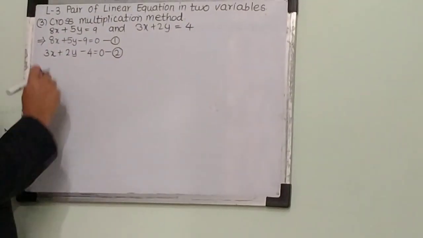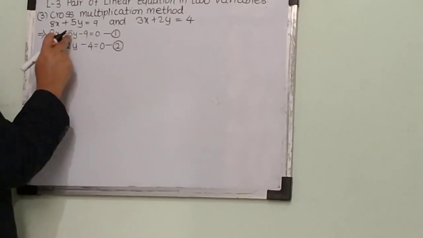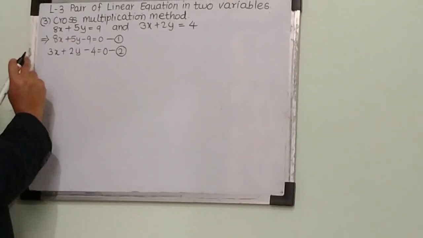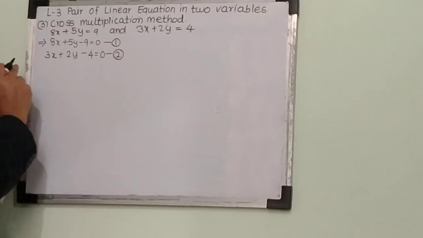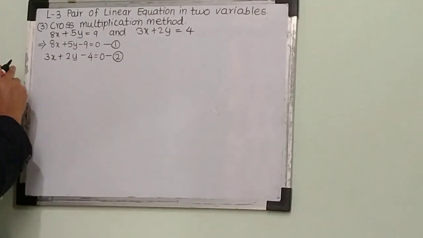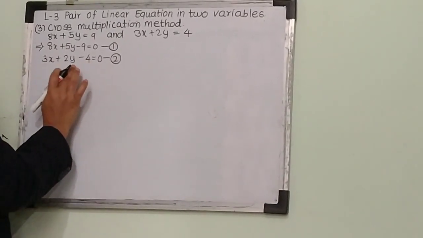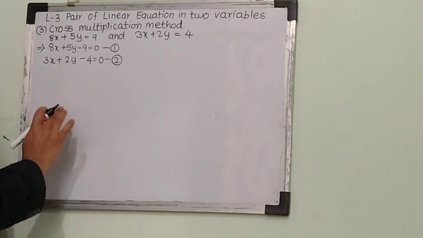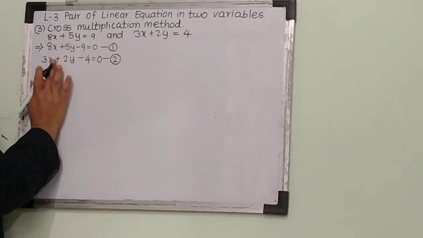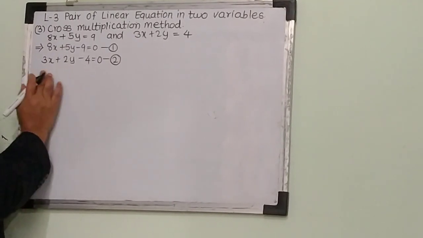Now for this method, always remember in your mind that we have to write the equation in standard form. Then only we get the correct answer. Otherwise, there might be a chance that the answer will be wrong. So for the cross multiplication method, first we write both the equations in standard form.